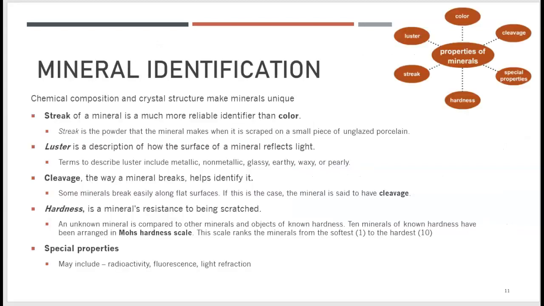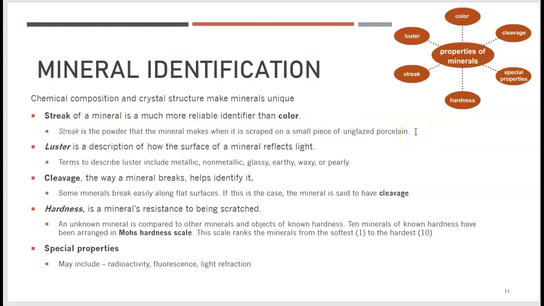Okay, let's move along to minerals. We talked about minerals because they are the ingredients that make rocks. There are 5 different properties of minerals that we look at to help identify them. The first is streak. Streak tells us information that is more reliable than the color of a mineral, because streak is the powder that the mineral makes when it's scraped on a small piece of unglazed porcelain.